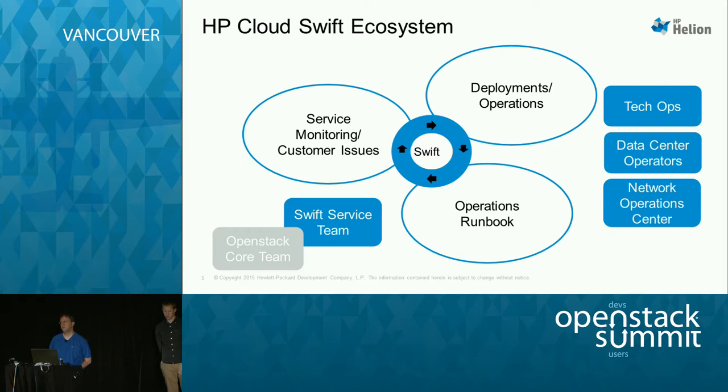So there's tech ops, and these are the people who look after the core of the servers. There's data center operators, so there's people who go around the data centers, pulling out drives, replacing them, taking out servers, moving cables around the place. And then there's a network operations center, and they're involved in controlling the whole cloud. They monitor the cloud, and they figure out if things are going wrong.